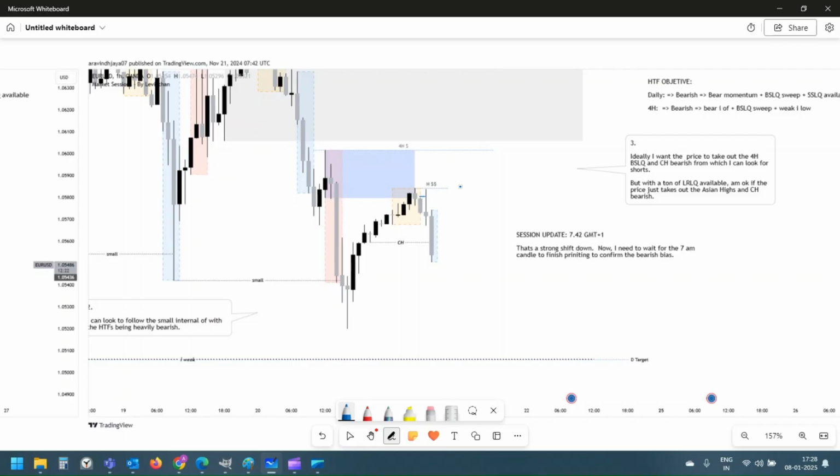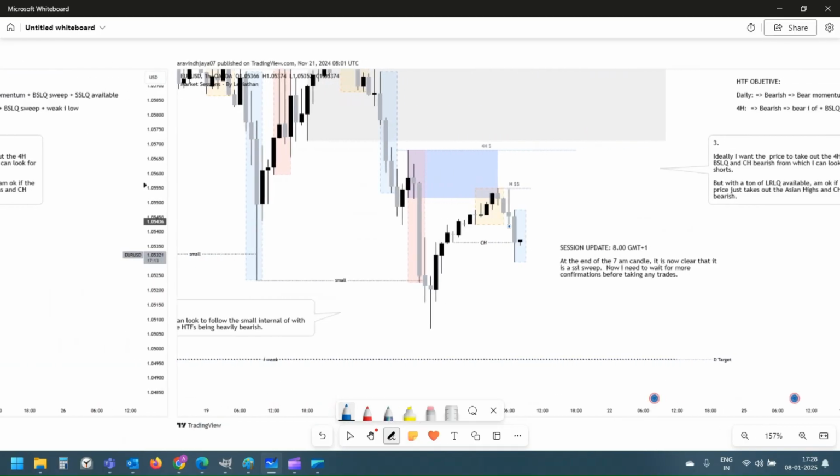If the bearish momentum is very strong, price will not take out buy side liquidities as expected. It will just take whatever buy side liquidity is available and then continue the bearish momentum. In this case, it took this candle's high. It did not even take out the Asian highs above, and it made a strong bearish move.